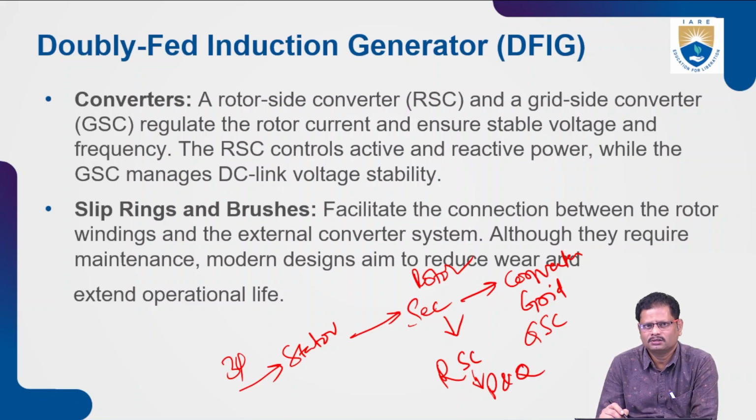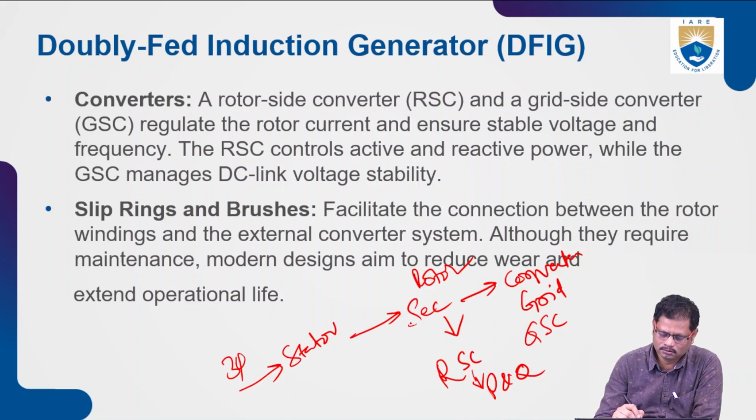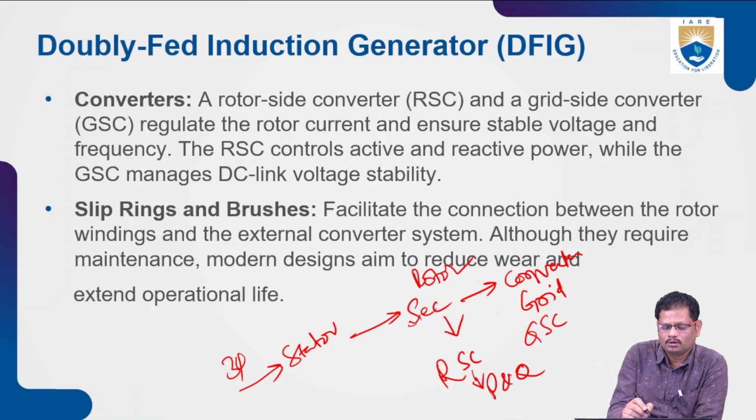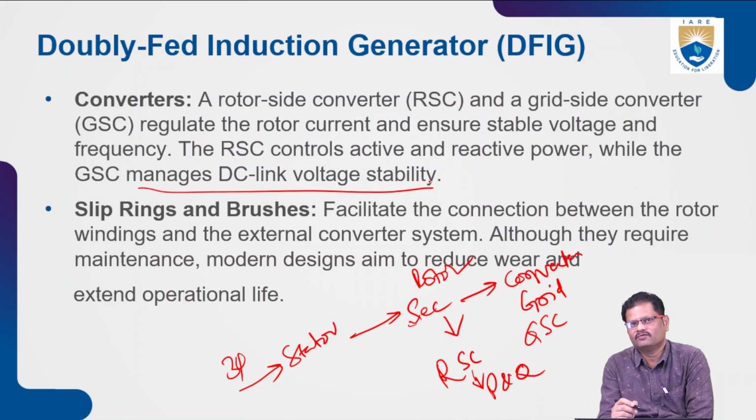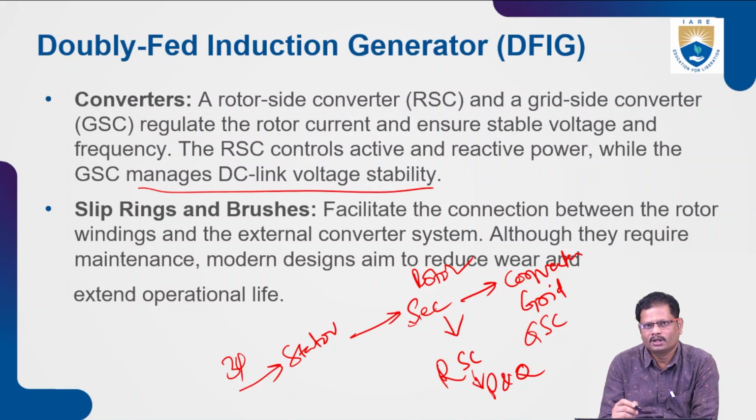Whereas the grid side converter sees whether the DC link voltage is stable or not. So the grid side converter manages the DC link voltage stability. Next, purpose of slip rings and brushes.